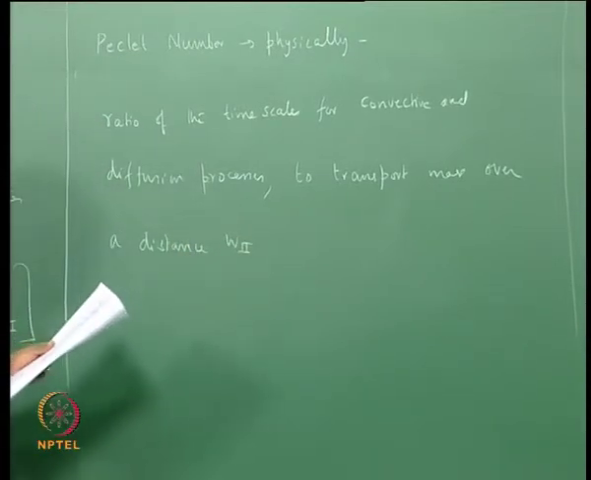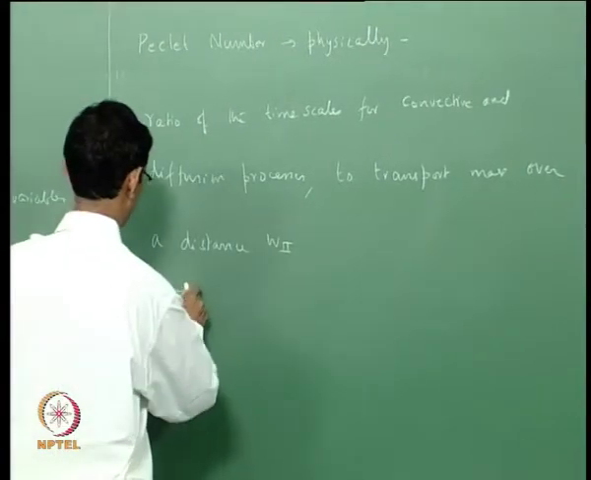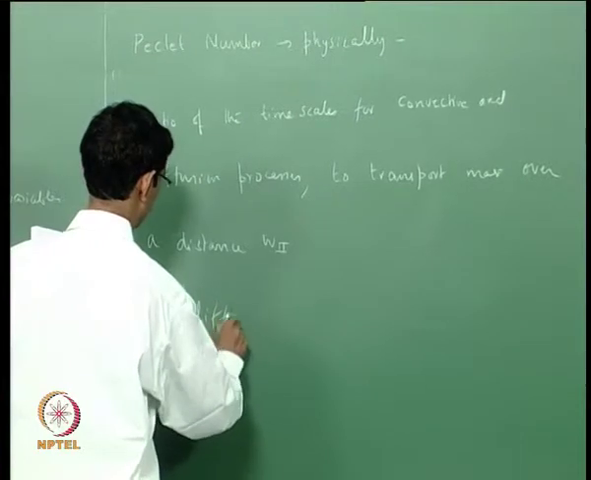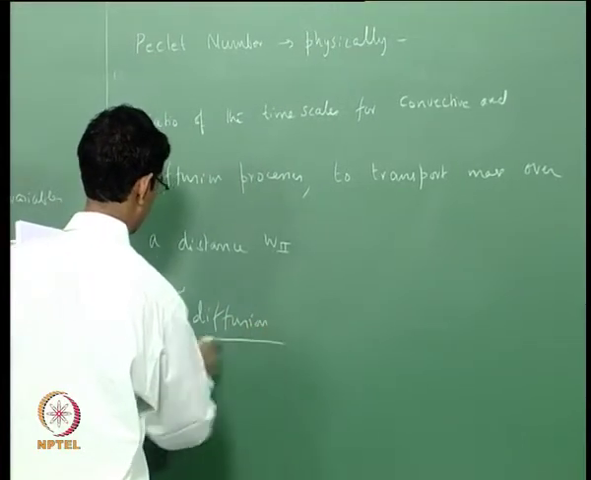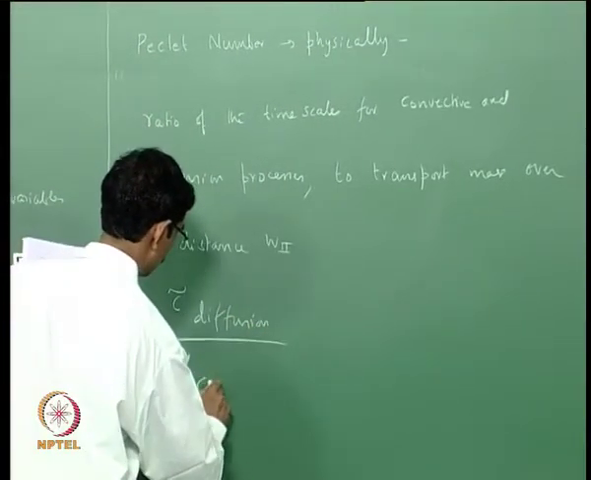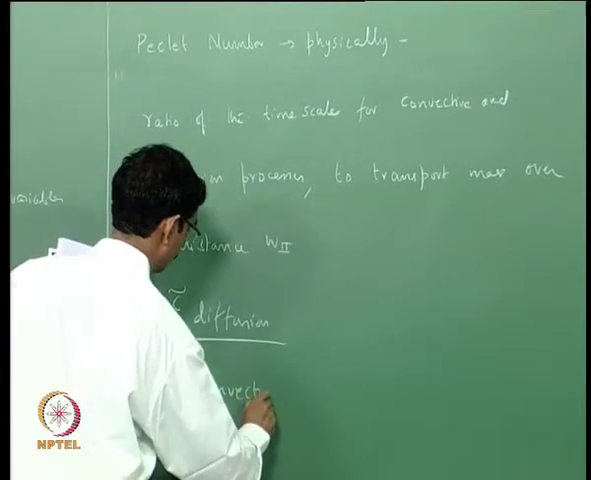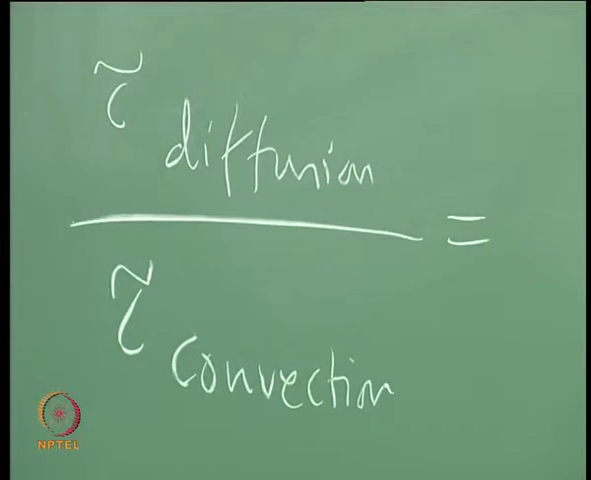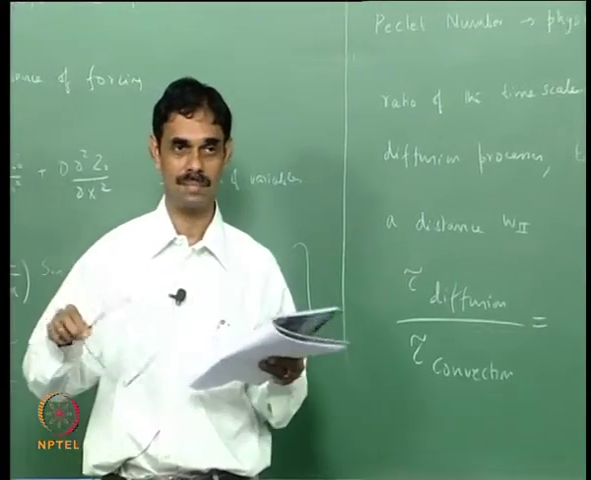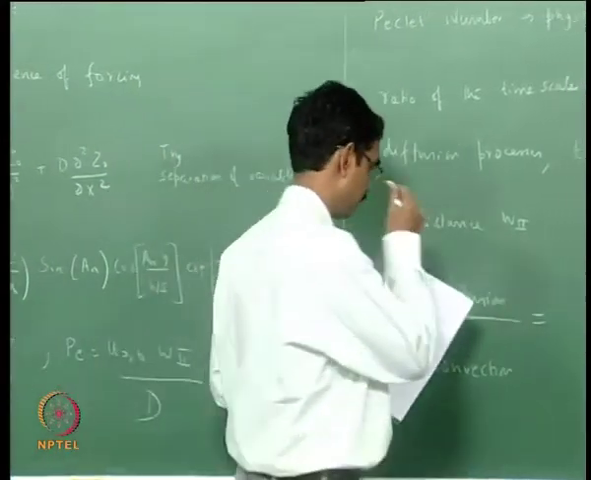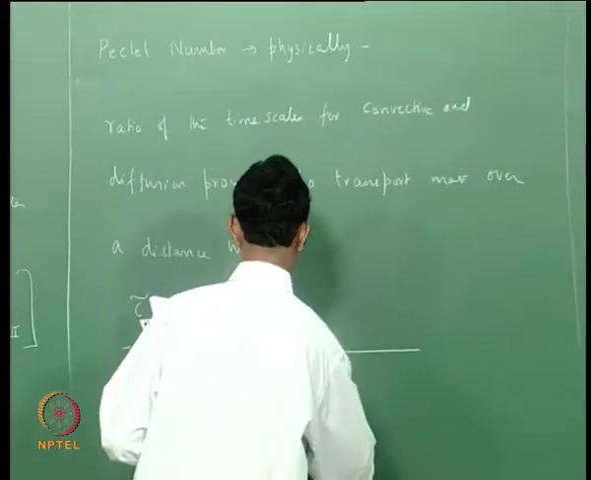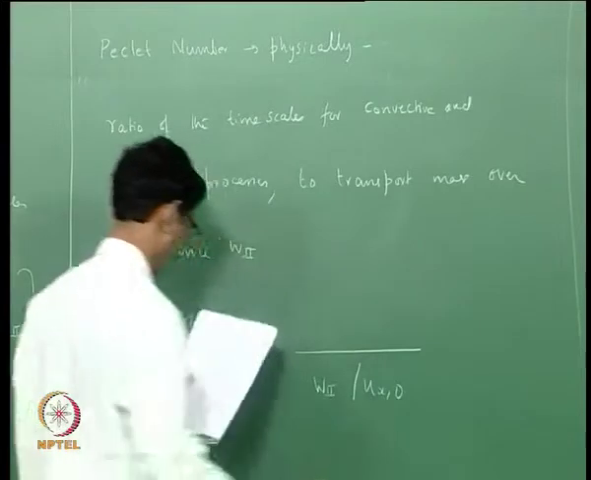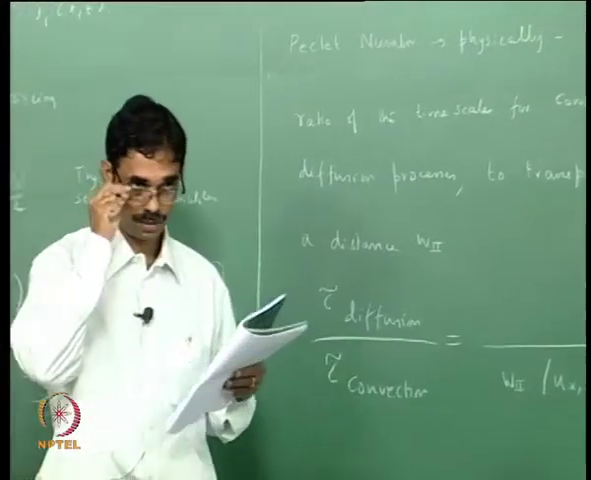So, basically we want tau diffusion divided by tau convection. So, tau convection is pretty straightforward, the distance divided by the velocity. Now, what is tau diffusion?